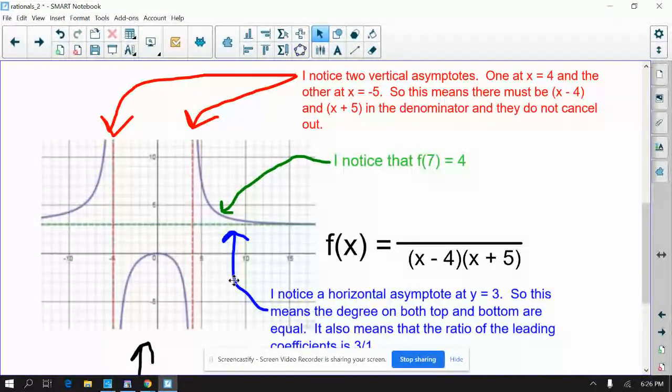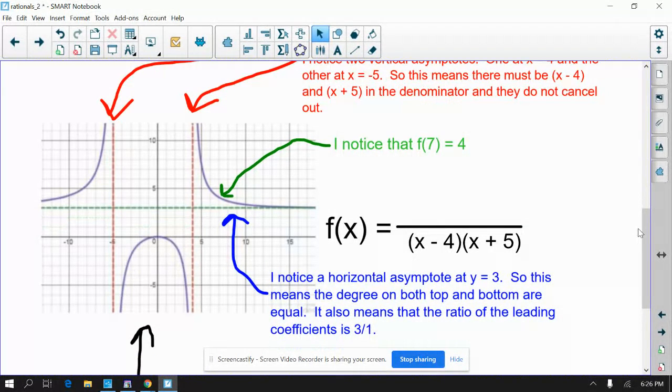There is a horizontal asymptote at y equals 3. What does that tell you? If there's a horizontal asymptote at y equals 3, then the degree of the top has to equal the degree of the bottom, and the leading coefficients have to divide to 3. Well, right away, I have a degree 2 in the denominator, so I've got to have a degree 2 up here. So I need more information.